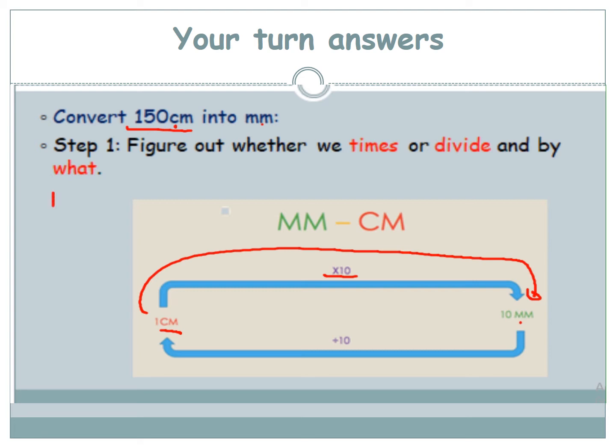So 150 times by 10. Okay, so that's our calculation. And use this as a guide to always help you. So 150 times by 10 is 1,500. So 1,500 millimetres is the same as 150 centimetres. So well done if you got that correct.